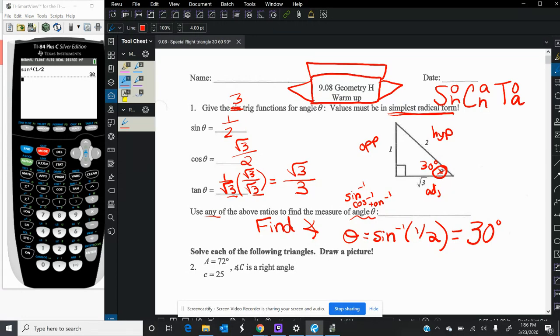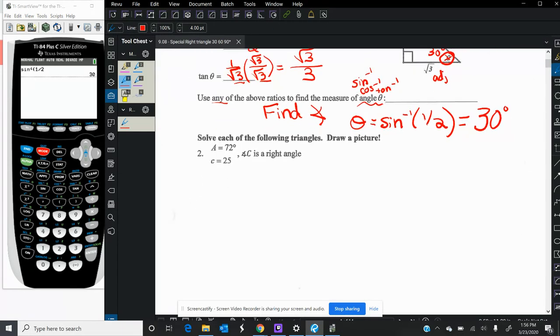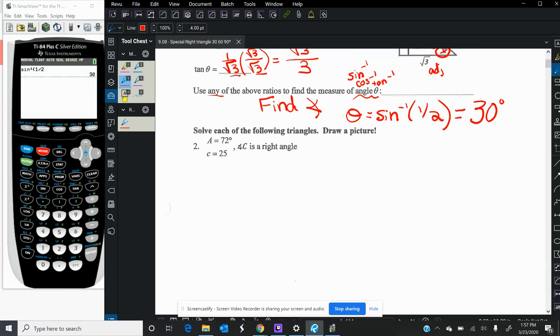Number 2, solving for a right triangle. We're going to draw a picture here. So we have triangle ABC. Angle C is our right angle. Angle A is 72 degrees. Side little c, remember, is opposite angle C. So that's going to be the hypotenuse, which is 25. And we're going to find all the other measures.